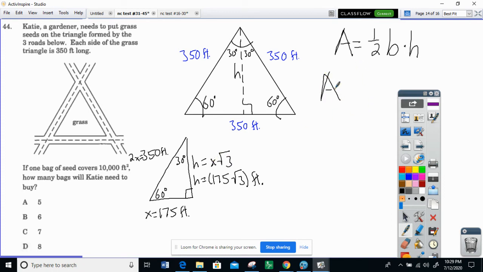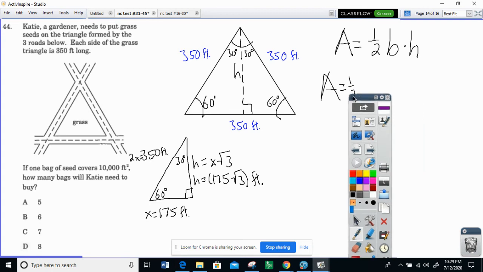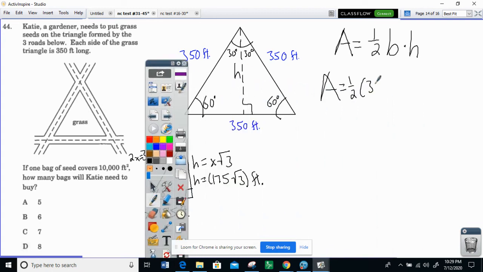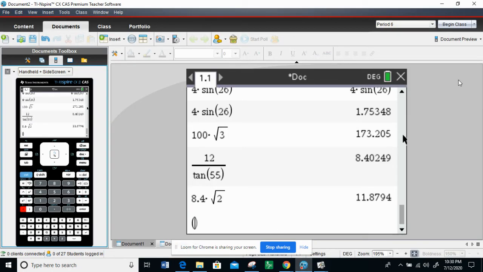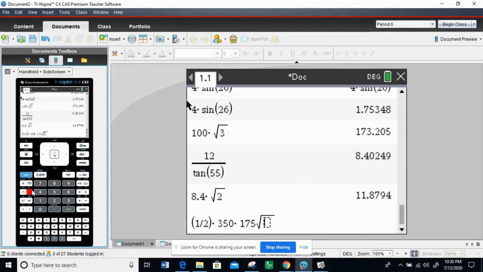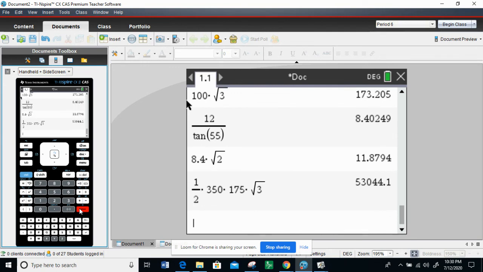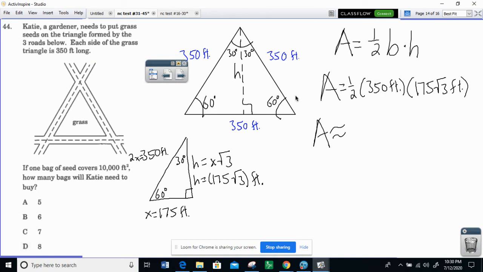So now to find the area, that's going to be 1/2 times the length of the base, 350 feet, times the height, 175 times the square root of 3 feet. And let's see what that comes out to. 1/2 times 350 times 175 times the square root of 3. So that's about 53,000 square feet.